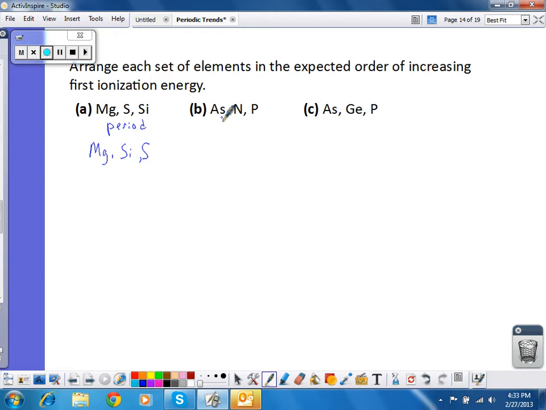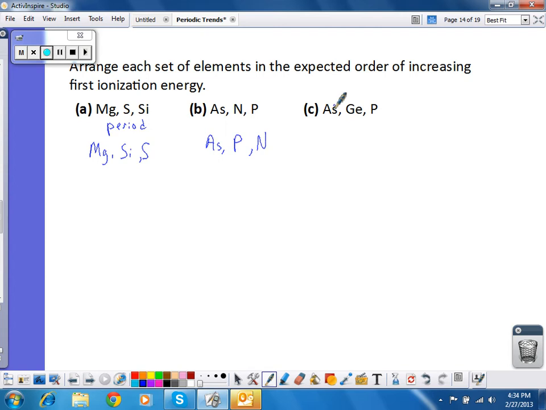If we look at our arsenic, nitrogen, and phosphorus grouping, they're in the same group. So from smallest to largest, first ionization energy, it's the opposite of the radius trend. So the smallest ionization energy is the furthest down the group, which is arsenic. The highest ionization energy is for nitrogen because it's at the top of the group, and phosphorus is in the middle.